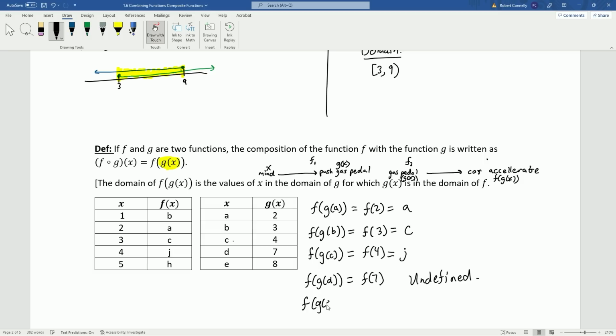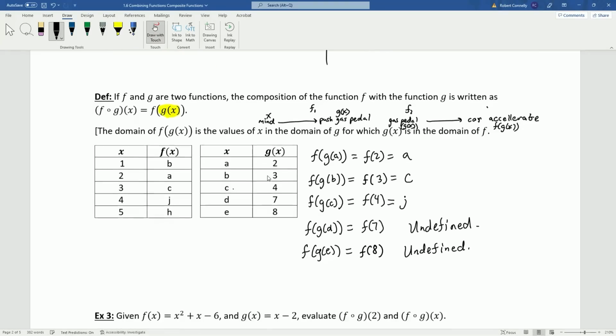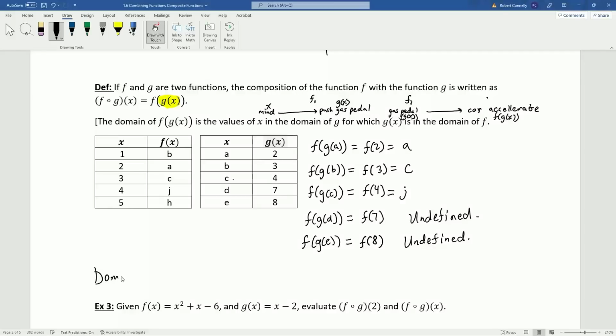Now we look at f of g of e. That's f of 8, and again, we look at the function for f, and there's no rule here, so we say this rule is undefined. Okay, so what is the domain in this example? Well, it's just A, B, and C. Because any other input for x inside the function leads to an output for g that doesn't work in f. So hopefully that makes some sense.